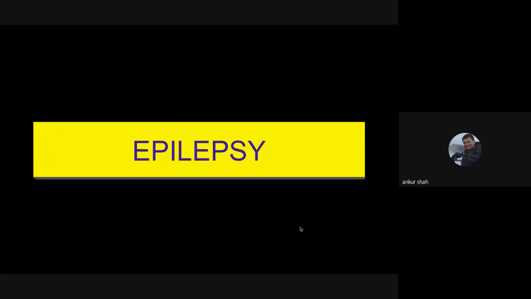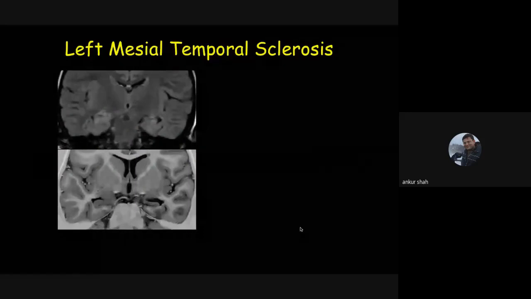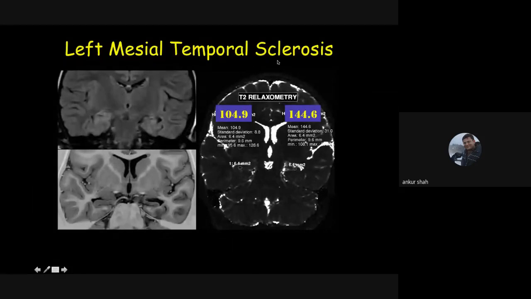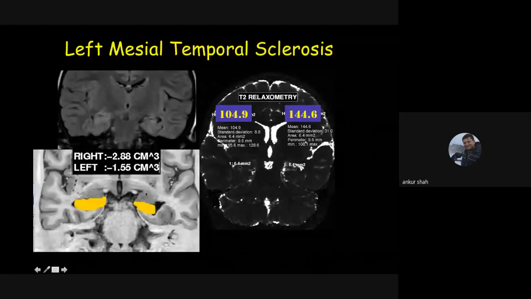Coming to a few other pathologies like epilepsy, many patients present with intractable epilepsy not responding to treatment, and MRI is done. It can detect so many abnormalities. I'm not going into all details because these are separate lectures of maybe 1 hour each. But here you can see the hippocampus. If you compare both, the left hippocampus is smaller compared to the right side, and this is known as mesial temporal sclerosis. With different MR sequences like T2 relaxometry and volumetry, we can even measure the exact volume. We can see the signal intensity, and this clearly shows that there is a left-sided hippocampal atrophy.